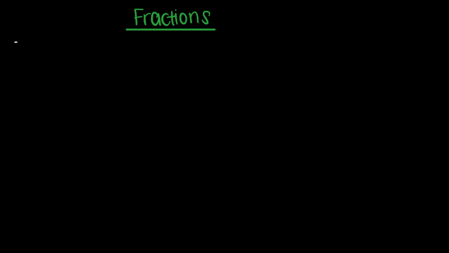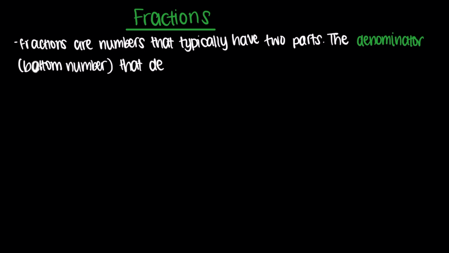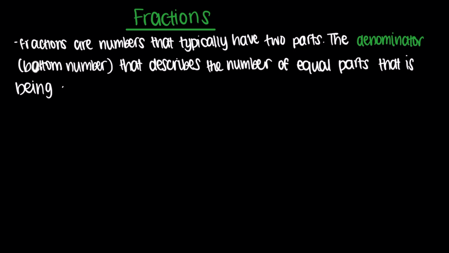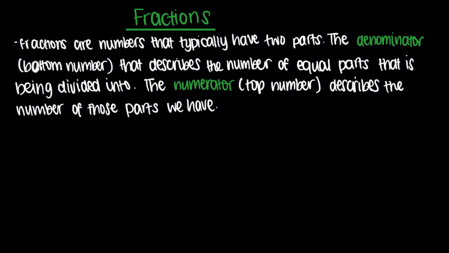So, what are fractions? Fractions are numbers that typically have two parts: the denominator or bottom number that describes the number of equal parts that is being divided into, and the numerator or top number, which describes the number of those parts we have. And both the numerator and the denominator have to be integers. And the best way to demonstrate this is with a diagram.